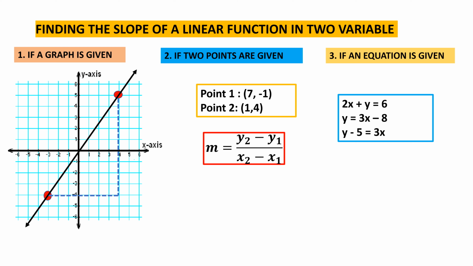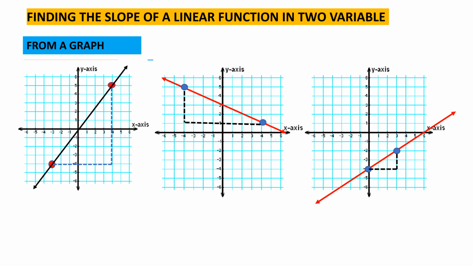And then the second one is if 2 points are given. If the graph is not given, but only 2 points are given, you can determine the slope by using the formula. Through this formula, you can find the slope of that line. And then the third one is, what if the graph is not given, the 2 points are not given, but only the equations are given. We can still determine the slope, with any of the three methods. Let us have this next example.